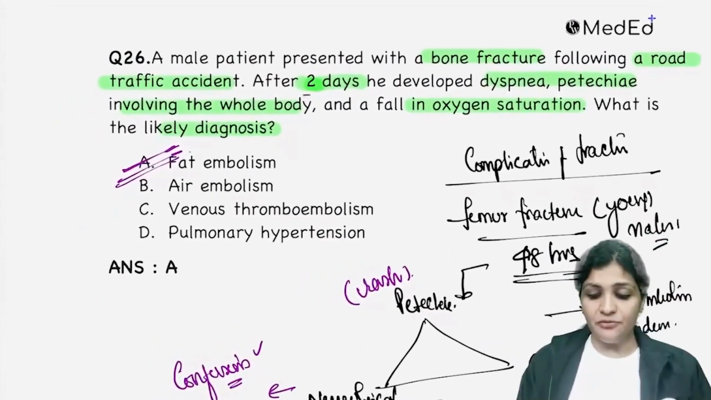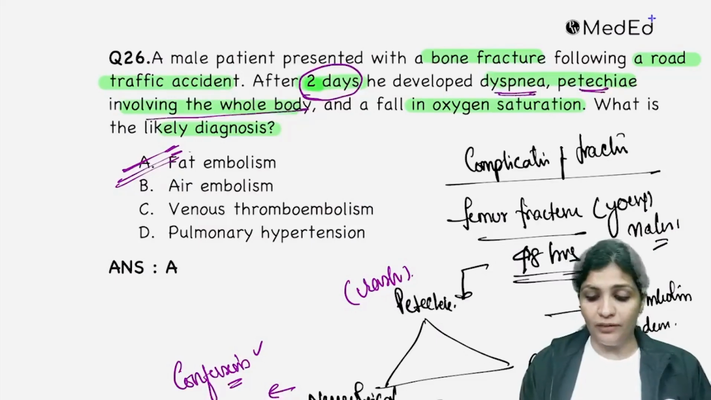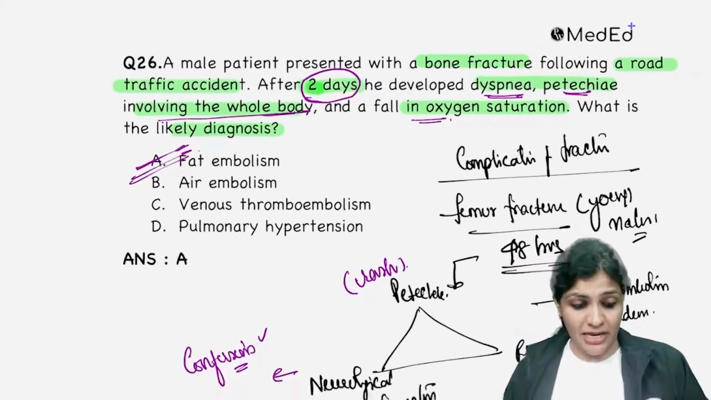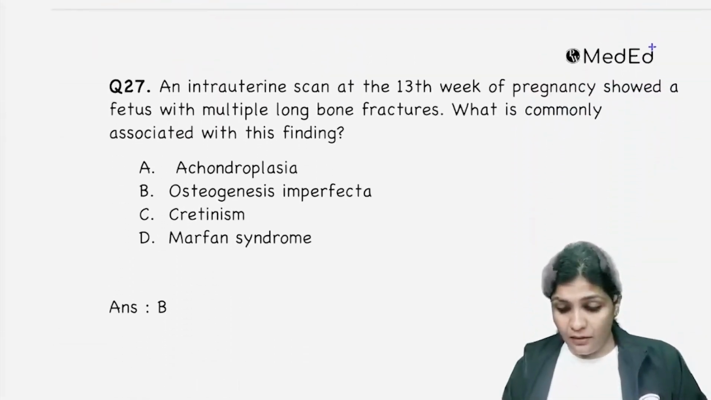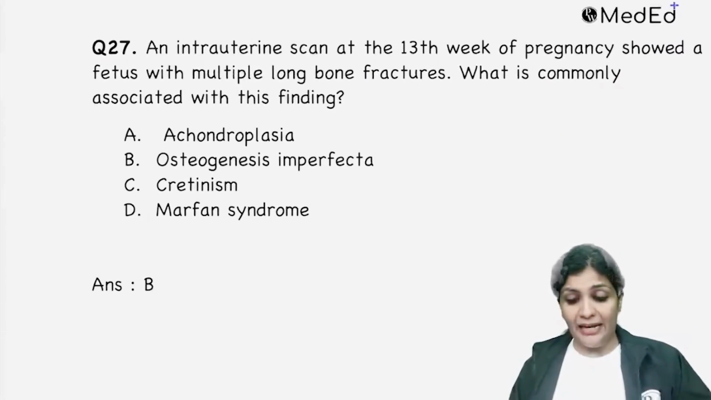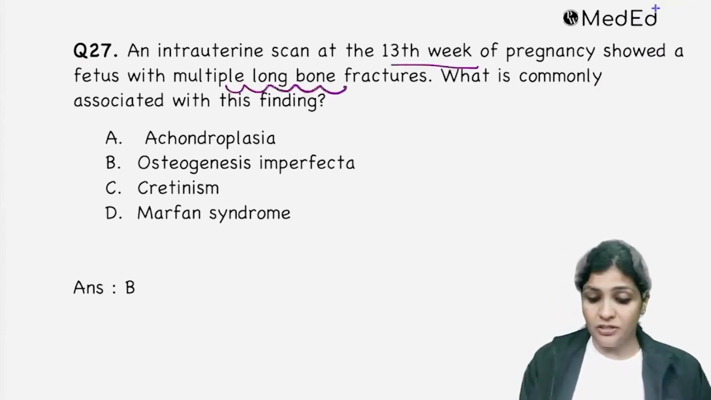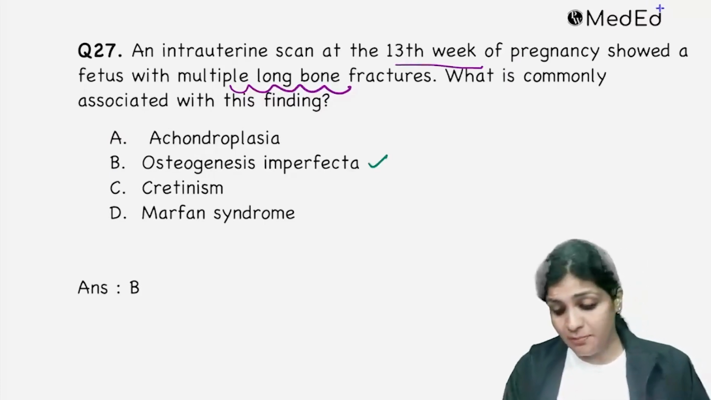So typically it is after 2 days, that is 48 hours. They present with respiratory distress, petechiae involving the whole body, and a fall in the oxygen saturation. That is your fat embolism. So, intrauterine scan at the 13th week has shown multiple long bone fractures. So, this I think everybody knows is nothing but osteogenesis imperfecta.